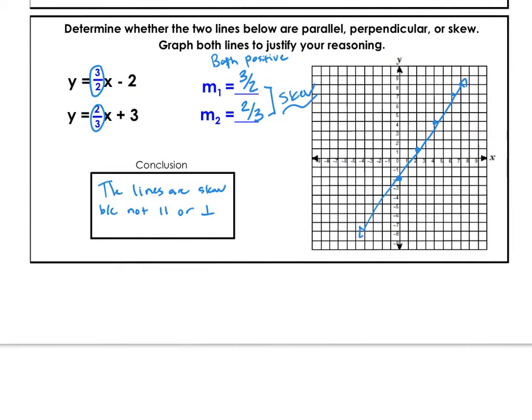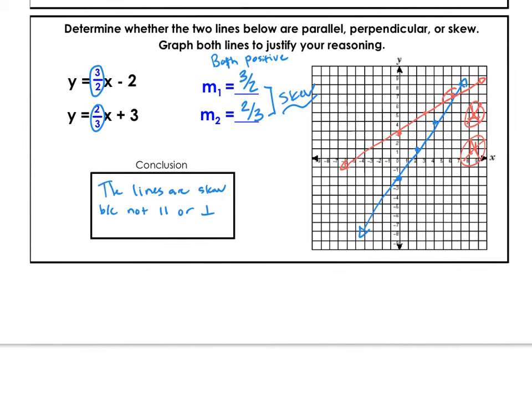That's line 1. Now line 2 starts at 3, and this one goes up 2 over 3, up 2 over 3. And if you graph this line, it goes like this. Now, could you tell me that these two lines intersect to make 90-degree angles? No. So are they perpendicular? Nope. Are they parallel? Nope. So these are skew. This looks like a 150-degree angle, you know? So these are definitely not parallel or perpendicular. We have proven without a reasonable doubt what these are.